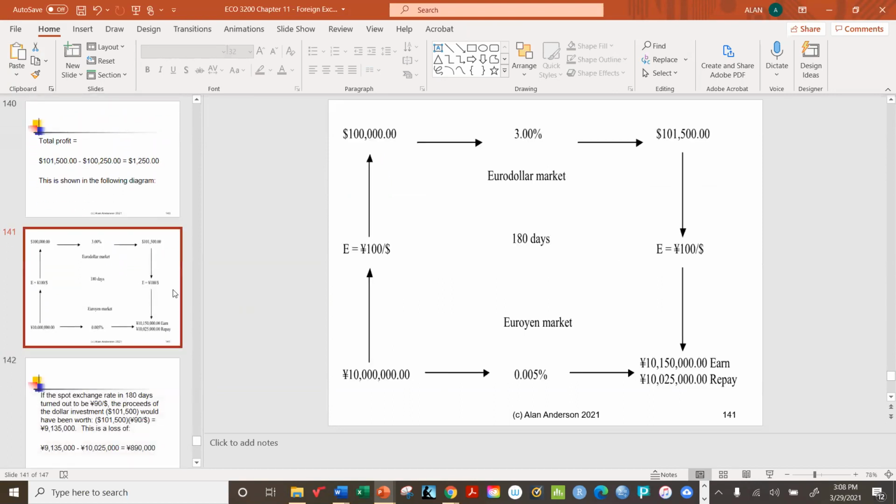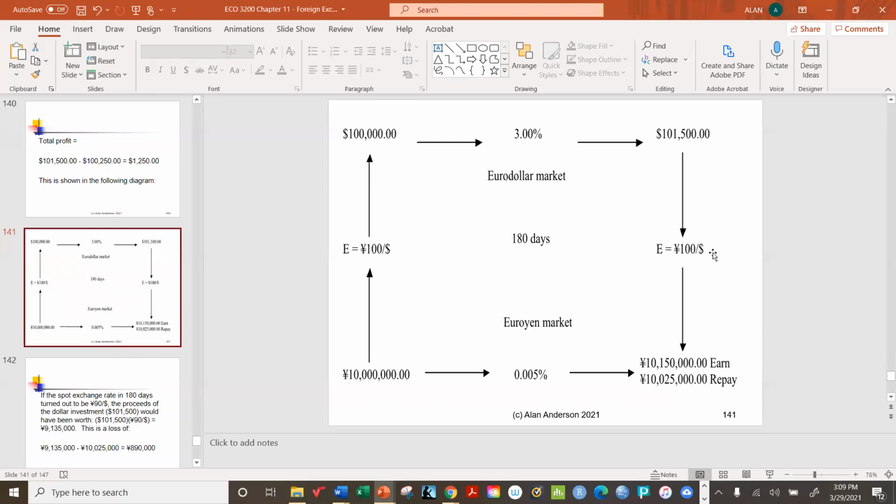And let's look at the graph that shows us why this happened. We started out down here in the bottom left-hand corner by borrowing yen, 10 million yen to be exact. We converted them into dollars at the current spot exchange rate of 100 per dollar, which brought us $100,000. We deposited them in a euro dollar account for 180 days or 6 months, which brought us $101,500. Now, because we owe money in yen, we have to convert these dollars back into yen at whatever the spot exchange rate happens to be in 180 days.